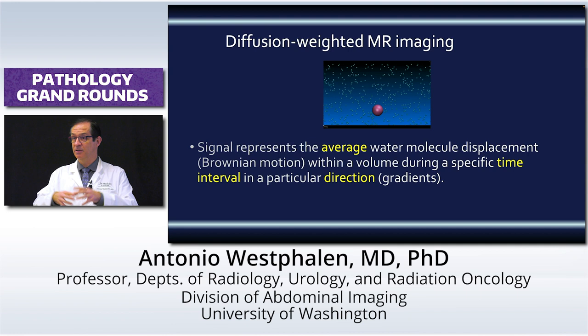But now when you start decreasing that space, and now you're in a cell that has a massive nucleus and there is less fluid, now you start seeing less of that motion within that particular space. Now, it's not only the motion, but it's motion over time and motion over direction. You can acquire it in different ways. We can play with this to highlight the things that we want to see.